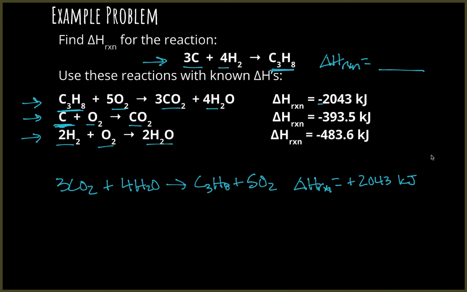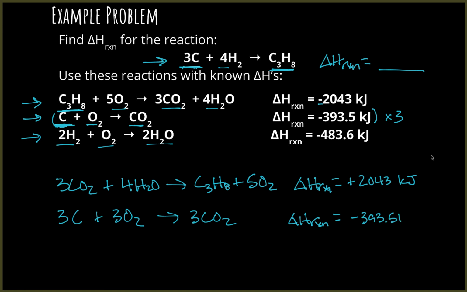So I have carbon on the left. These other ones I'm not going to worry about because you could potentially have things cancel out. If they're not in the overall equation, then they're going to have to cancel out, and that usually takes care of itself. And I have carbon as a reactant here, but I have 3 carbon here. This equation only has 1. So what I'm going to do with that equation is multiply this whole equation times 3. So then this becomes 3C plus 3O2 gives me 3CO2. So then my delta H of reaction equals negative 393.5 kilojoules. I'm going to multiply that by 3.